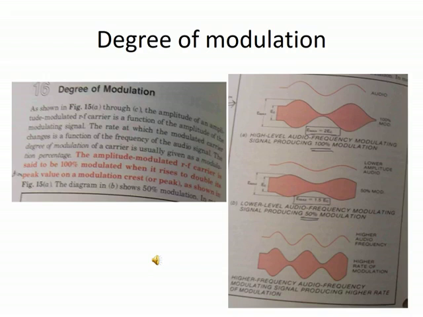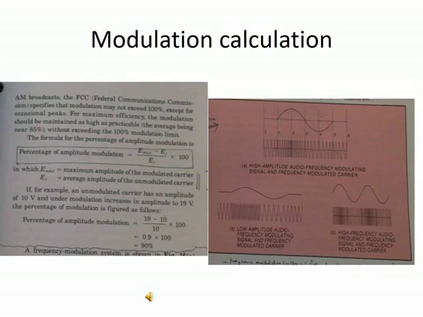Now the modulation calculation. In this case, we have to calculate the percentage of the amplitude modulation. We can use the formula: E maximum minus E1, divided by E1, multiplied by 100. E maximum is the maximum amplitude of the modulated carrier, and E1 is the average amplitude of the unmodulated carrier. So we substitute the maximum amplitude of the modulated carrier and the average amplitude of the carrier in the formula.